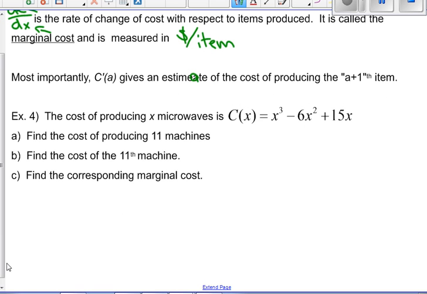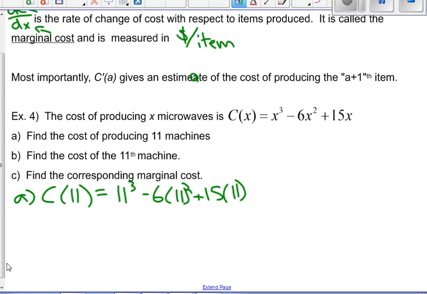The cost of producing X microwaves is given by this. And these models are sometimes kind of contrived, but we could put in more complicated numbers and have them match up with reality a little better. This is still going to get the point across. We want to find the cost of producing 11 microwaves. Well, you just put 11 into this function, plus 15 times 11. Okay. If I work that out on a calculator, apparently it costs $770 to produce 11 microwaves.